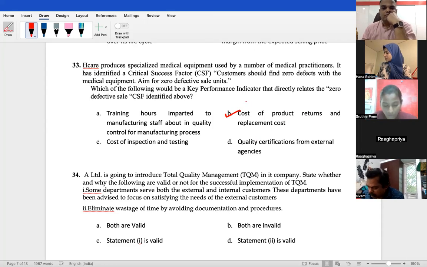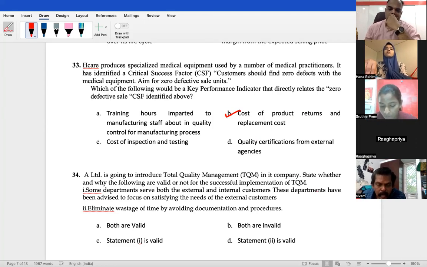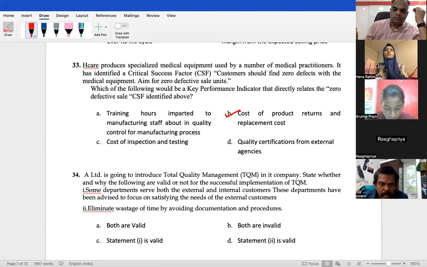A Limited is going to introduce total quality management in its company. State whether and why the following are valid or not for the successful implementation of TQM. First, some departments serve both the external and internal customers. These departments have been advised to focus on satisfying the needs of the external customers. Second, eliminate wastage of time by avoiding documentation and procedures.